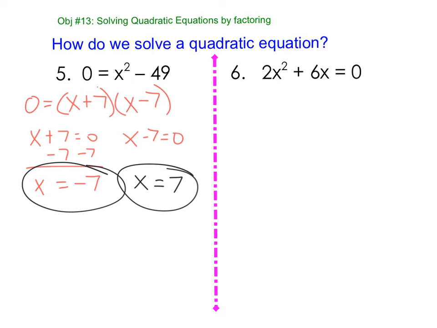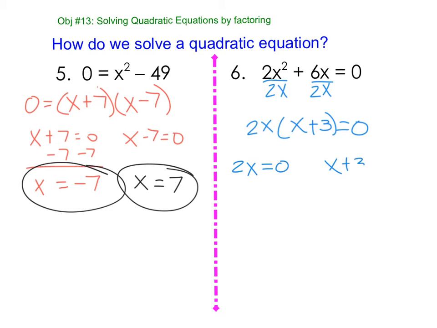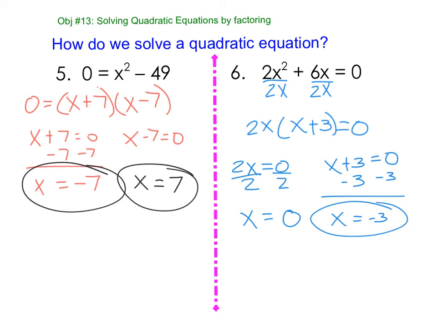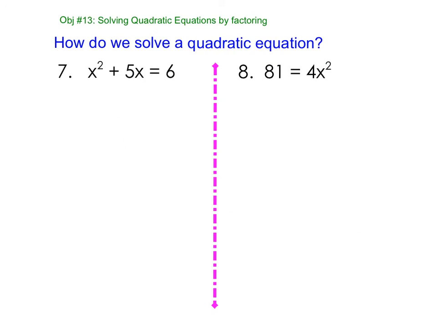All right, next one, that's a GCF. What's my GCF? 2x. So we get 2x times x plus 3 equals 0. Set each factor equal to 0. So on the left, 2x, we divide by the 2 to get x by itself. 0 divided by 2 is 0. Minus 3, x equals negative 3. And that's it. We're done. Almost there, guys.